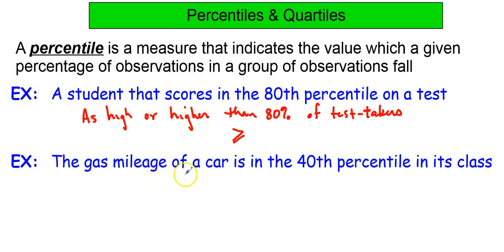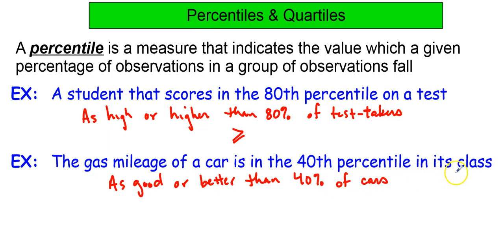The gas mileage, another example. If the gas mileage of a car is in the 40th percentile, that means this car's gas mileage is as good or better than 40% of the cars in its class, meaning like if you're measuring SUVs or compact or sedan or whatever it happens to be. So that's a percentile, as good or better.